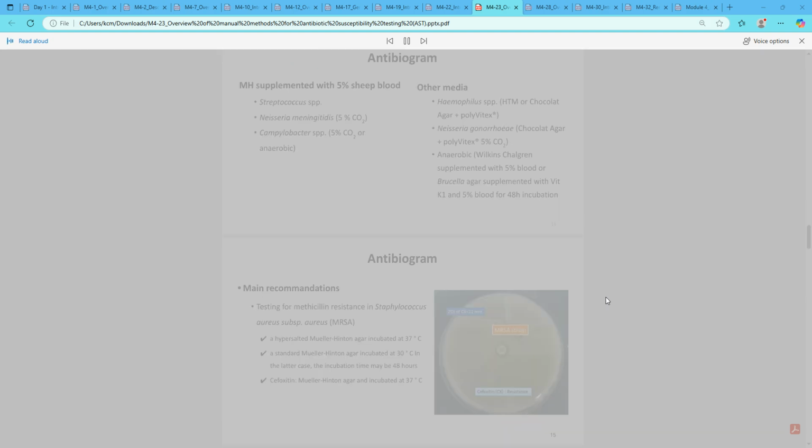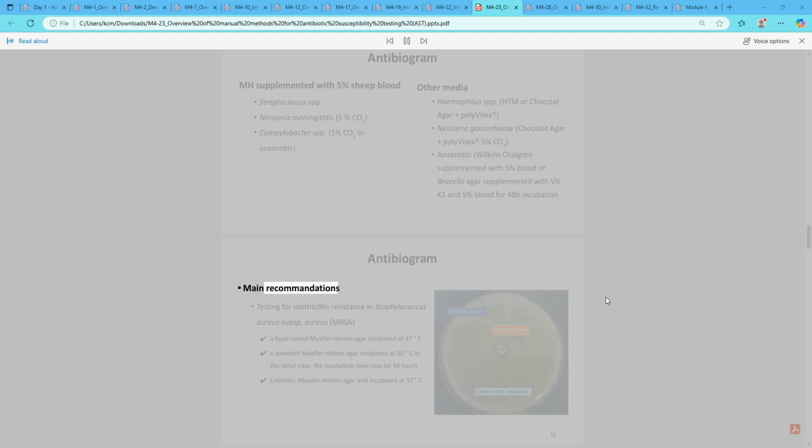Antibiogram. MH supplemented with 5% sheep blood for Streptococcus spp. and Neisseria meningitidis, with 5% CO2. Campylobacter spp.: 5% CO2 or anaerobic. Other media: Haemophilus spp., HTM or chocolate agar plus polyvitex. Neisseria gonorrhoeae, chocolate agar plus polyvitex, 5% CO2. Anaerobes: Wilkins-Chalgren supplemented with 5% blood, or Brucella agar supplemented with vitamin K1 and 5% blood, for 48 hours incubation.